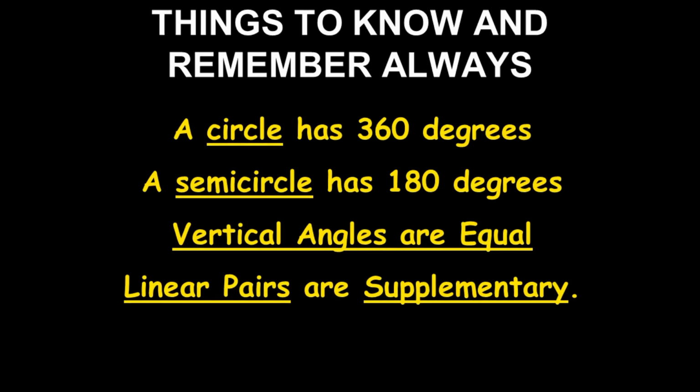Things to know and remember always. A circle has 360 degrees. A semicircle has 180 degrees. Vertical angles are equal, and linear pairs are supplementary.